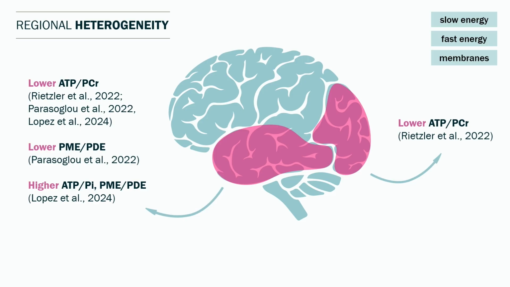This is pretty much what we know about the spatial distribution of these metabolites, because this is quite novel research. And also some of these studies that you see here have indicated that these spatial distributions may be dependent on age and sex.